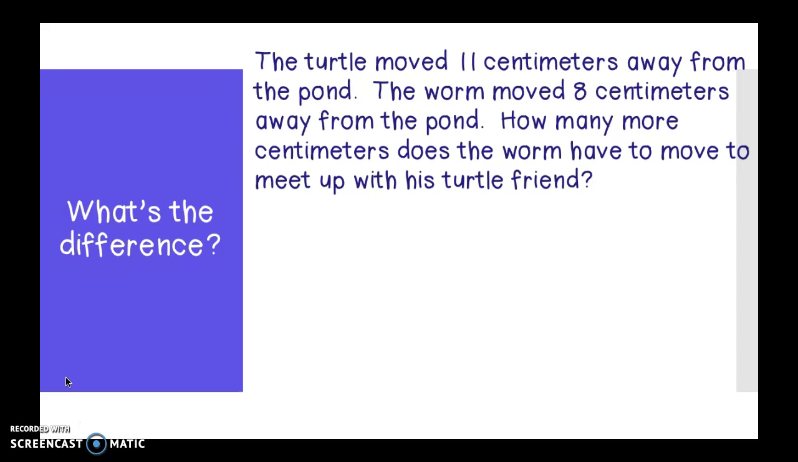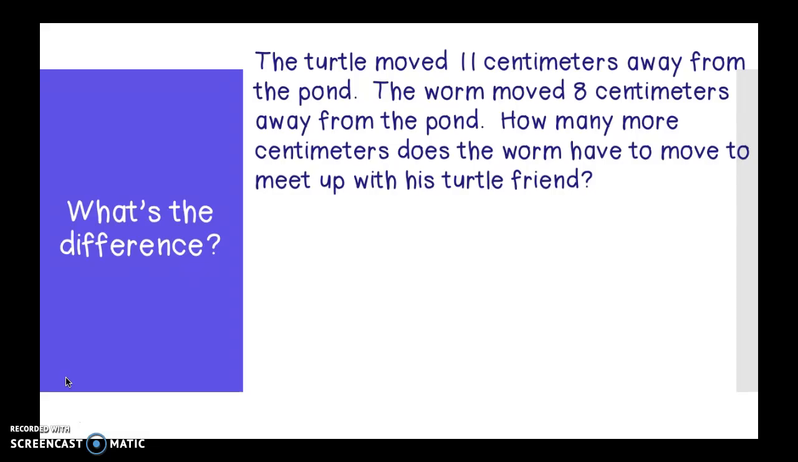The turtle moved 11 centimeters away from the pond. The worm moved 8 centimeters away from the pond. How many more centimeters does the worm have to move to meet up with his turtle friend? I'm going to read it again. Don't forget to label when you're doing your good drawings.